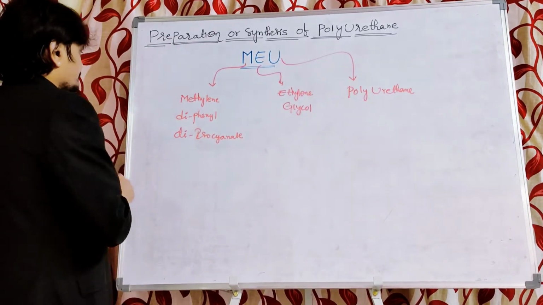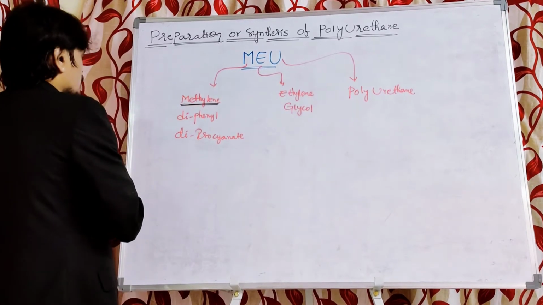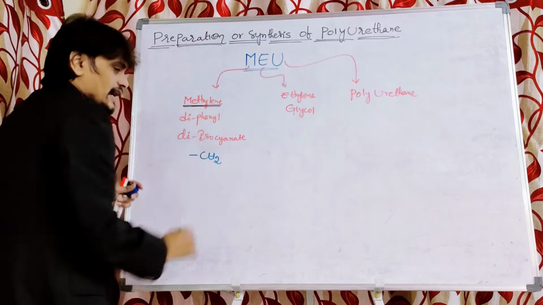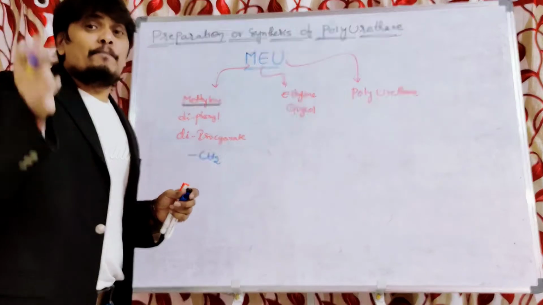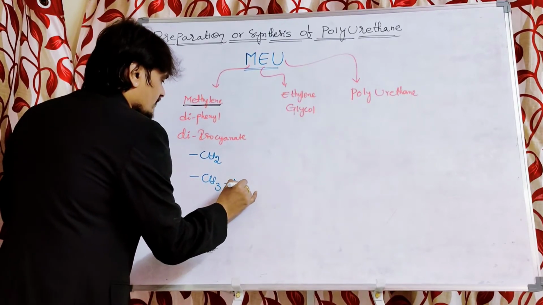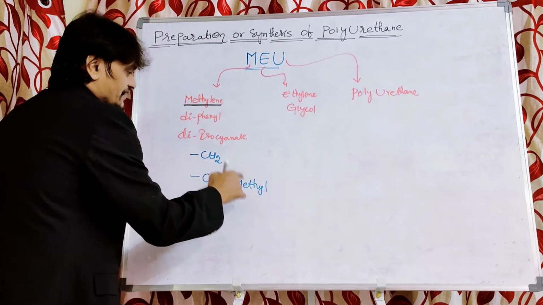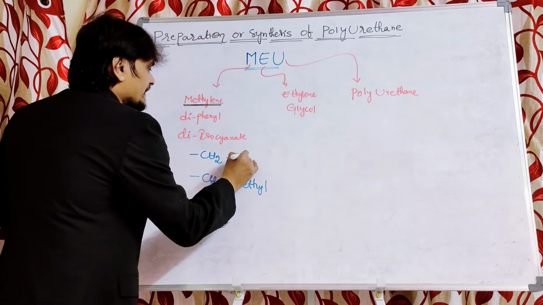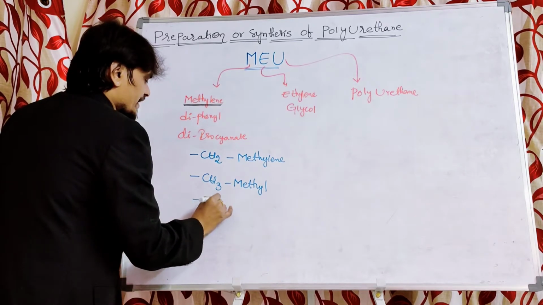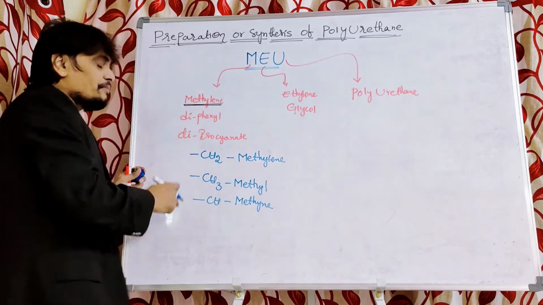Now, one moiety here is methylene. Methylene means CH2, students. Do remember that CH3 is methyl. CH3 means methyl, CH2 means methylene, and CH means methyne. You have to remember this, right?